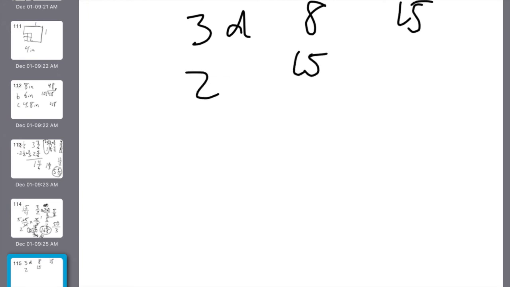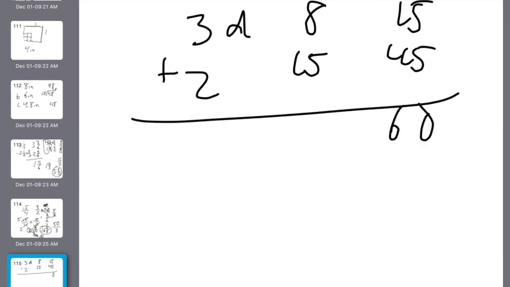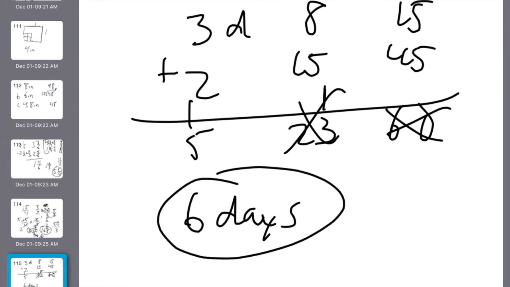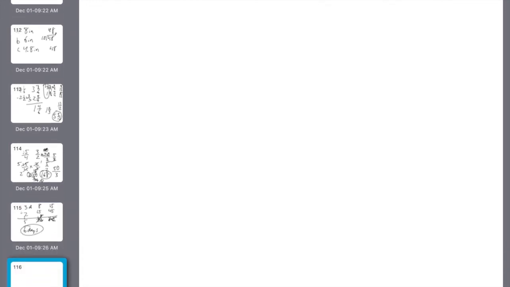Number 24 from today's lesson. 3 days, 8 hours, 15 minutes. I'm adding to it 2 days, 15 hours, 45 minutes. And I just add and I get 60. I add, I get 23. I add, I get 5. How many minutes in an hour? 60. So that carries 1 over. How many hours in a day? 24, so it carries 1 over, and I'm left with 6 days. Guys, they're going to do that a lot where we actually eliminate things. We didn't get those in our examples, but we got it a lot of times when we add, they just cross out completely.